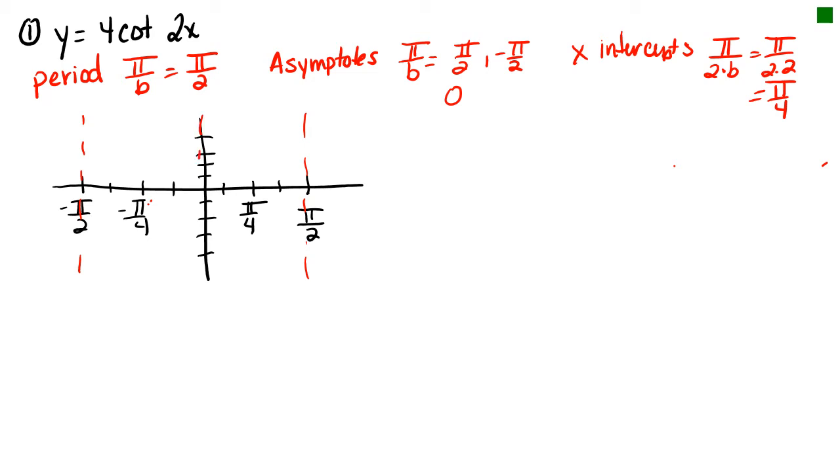And then our x-intercepts will be at pi fourths, negative pi fourths, and we'll go up to 4, down to negative 4, and draw a swish. Pretty straightforward. So as long as you pick the period and your asymptotes and your x-intercepts correctly, graphing it isn't too bad.